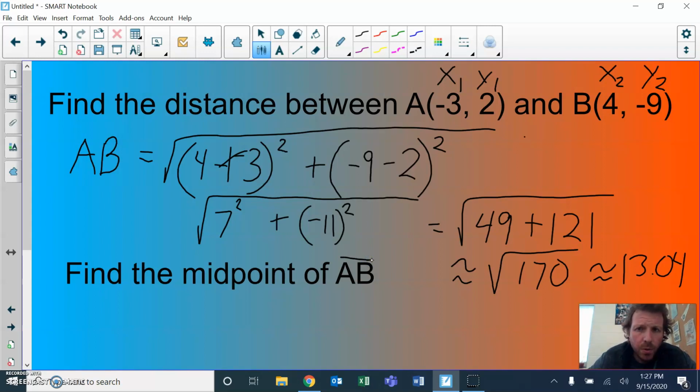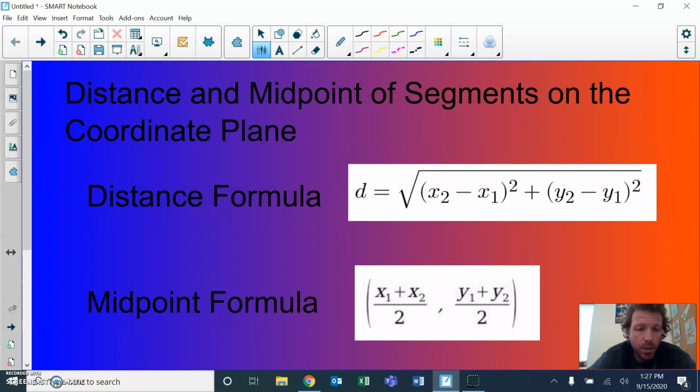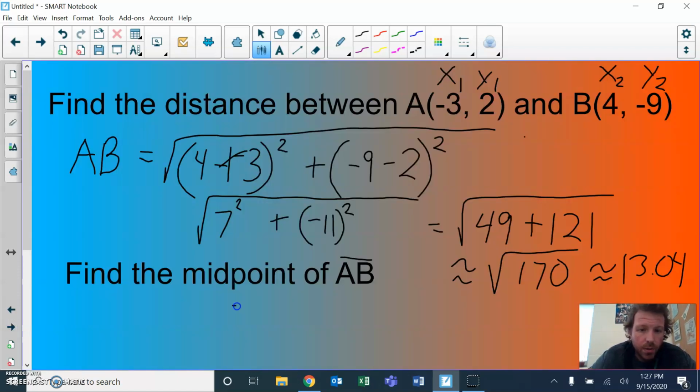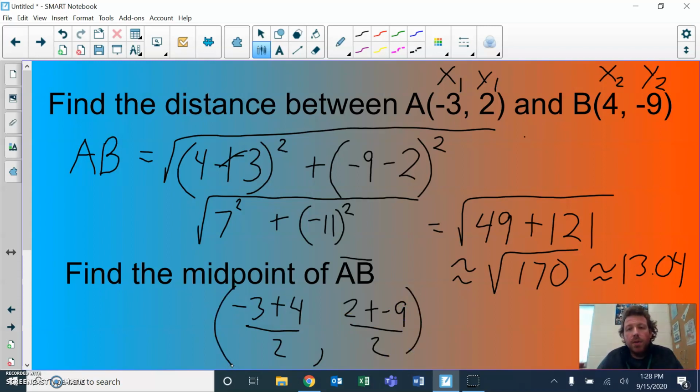So what we're going to do is we're going to do x1 and x2, just like we had over here. x1 is negative 3, so negative 3 plus 4 divided by 2, comma, 2, which is y1, plus negative 9 divided by 2. Put that in parentheses. You should be getting an x and a y value for this, right? Because it's an x and y answer. So negative 3 plus 4 is 1, and 1 over 2 is 1/2.